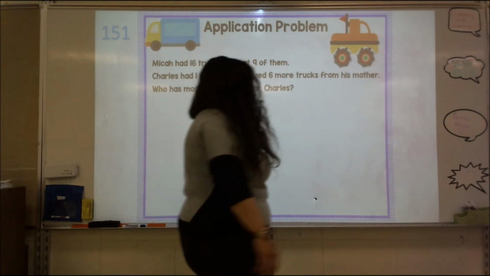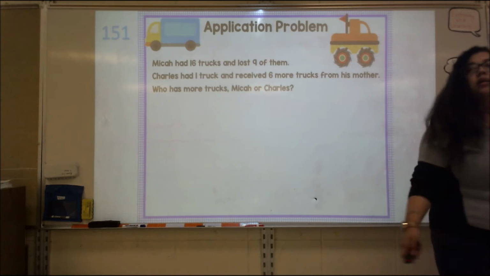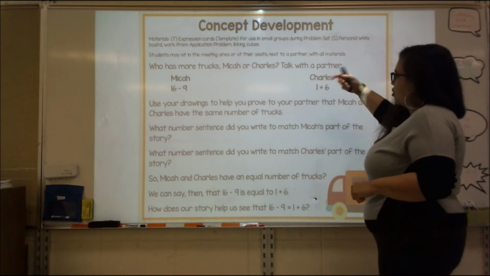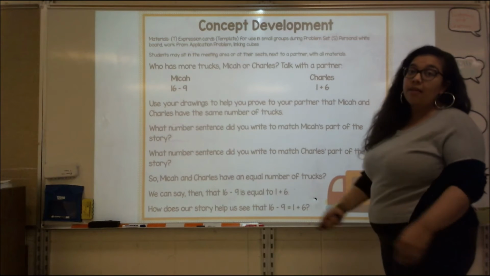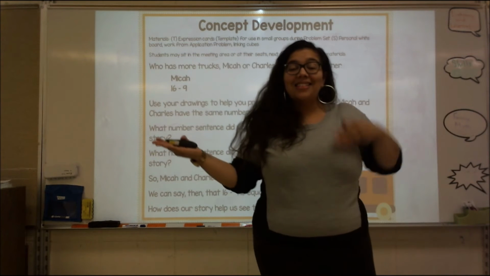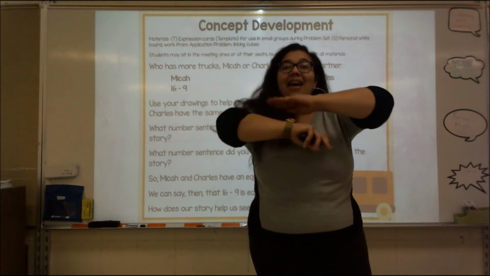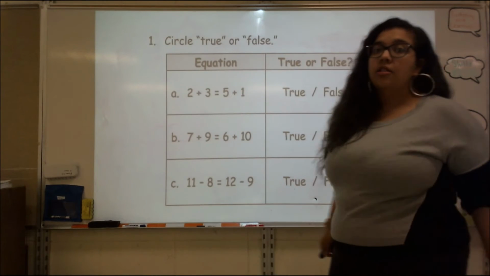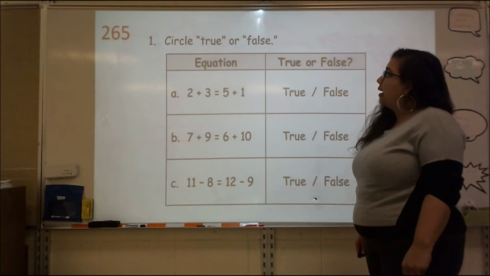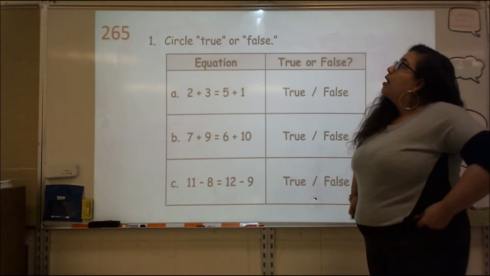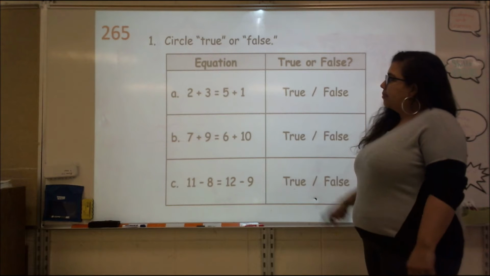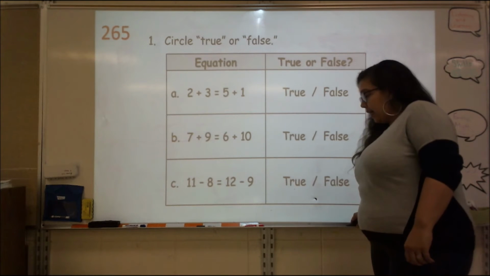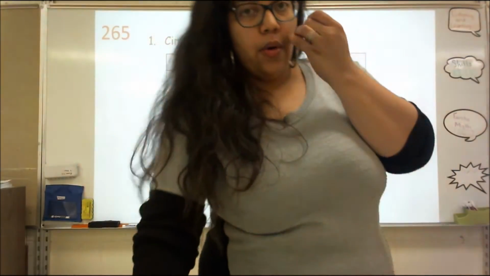Okay? So it's given that Micah has 16 minus 9 and Charles has 1 plus 6. We've already established that 16 minus 9 is the same as 1 plus 6. They have the same value. They both end up with 7 trucks. So we're going to work on some problems today coming from our homework book. Question number 1, 3 parts of it, A, B, and C, page 265, in your homework book.